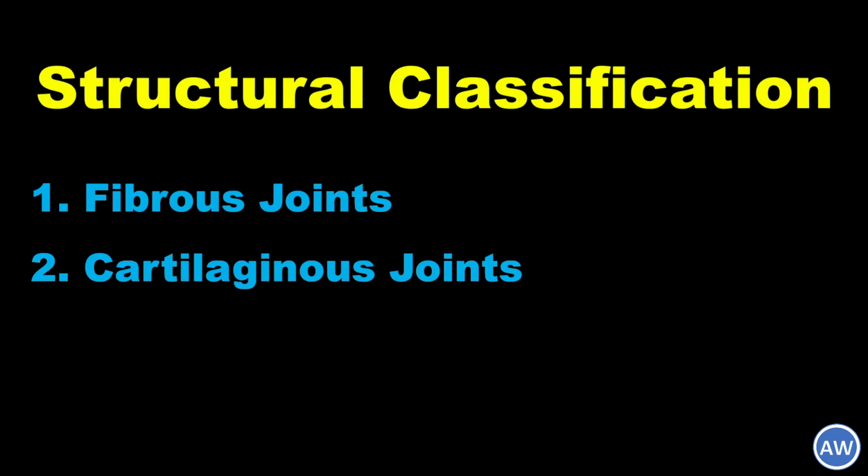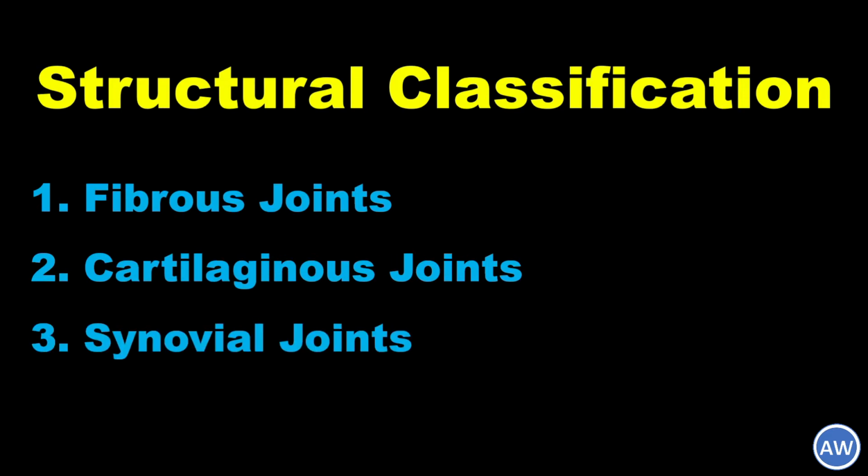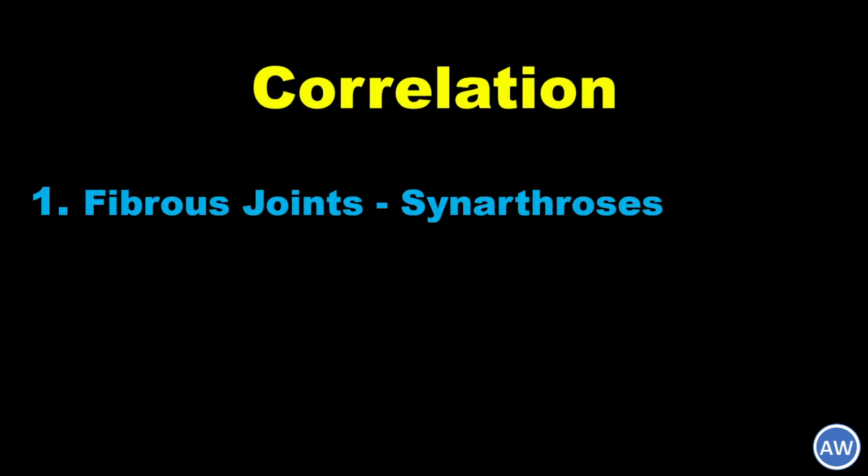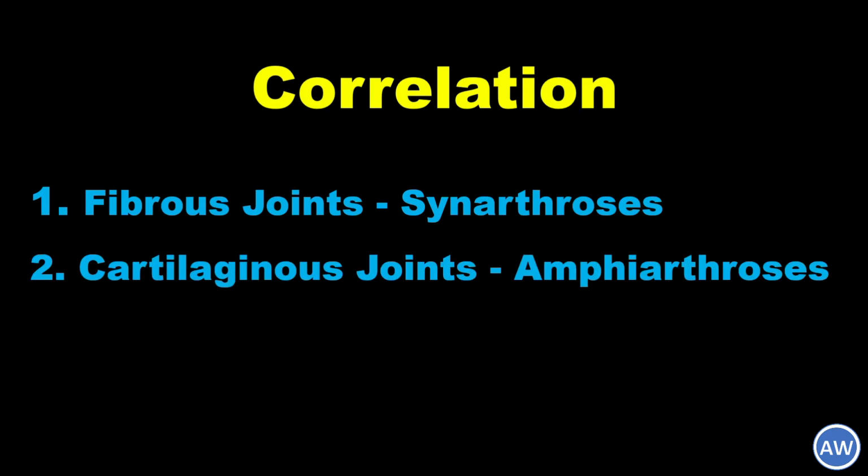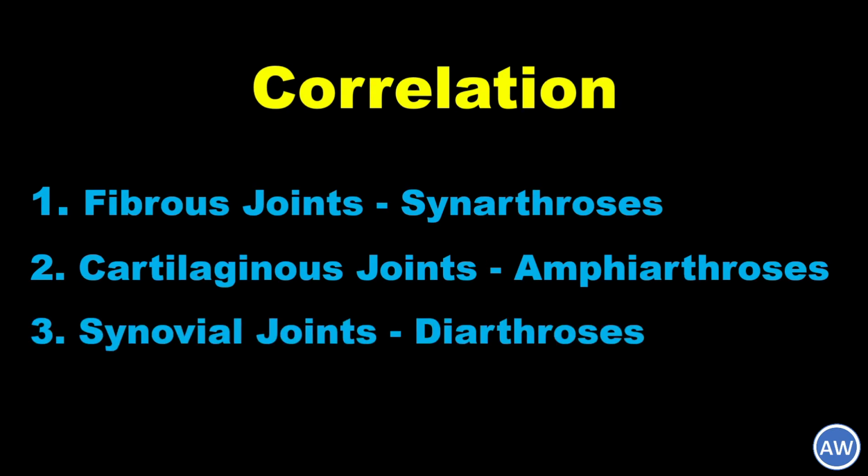Again, if we look at the structure, the joints can be classified according to the intervening tissues into three different types. Number one is a fibrous joint, number two, a cartilaginous joint, and number three, synovial joints. Now these two classifications can be correlated, as synarthrosis, which are immovable joints, are mostly fibrous, amphiarthrosis, which are partially movable joints, are mostly cartilaginous, whereas diarthrosis, which are freely movable joints, are synovial.